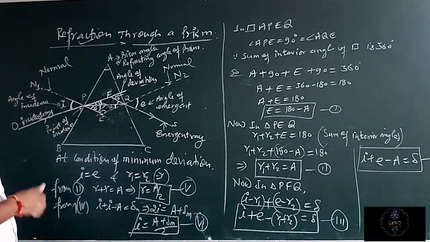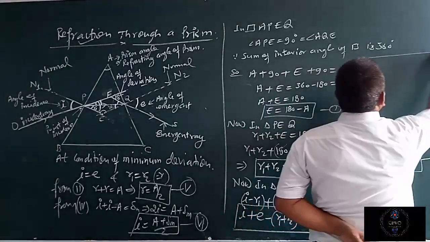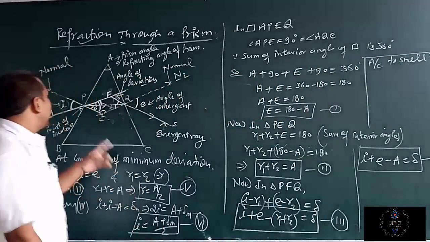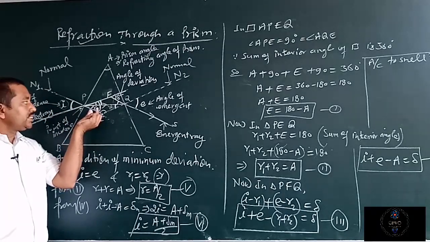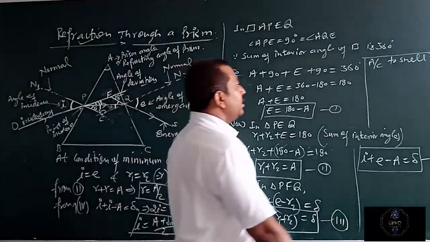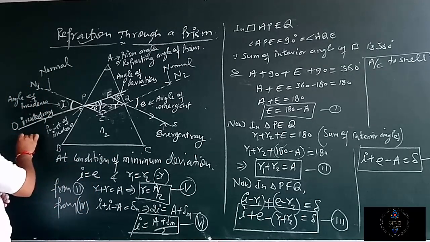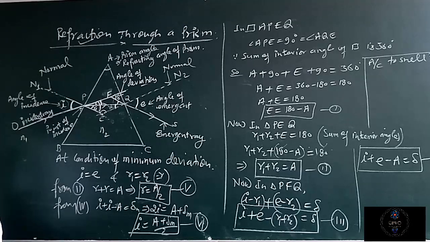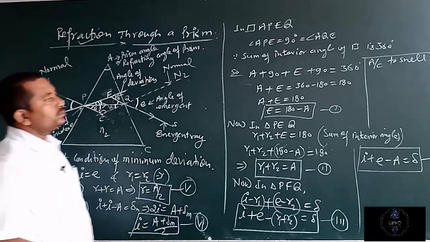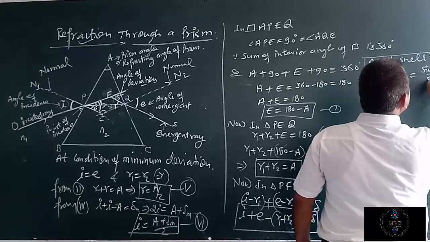Okay, so if we apply Snell's law here, we know that the angle of incidence is I and the angle of refraction is R, because R1 is equal to R. According to Snell's law, if the refractive index of the second medium, that is the prism, is N2 with respect to air and N1 is that of the first medium, then the refractive index of the prism with respect to the surrounding, N2 by N1, that is N21, is defined as sin I by sin R.